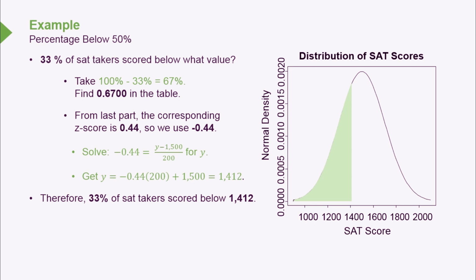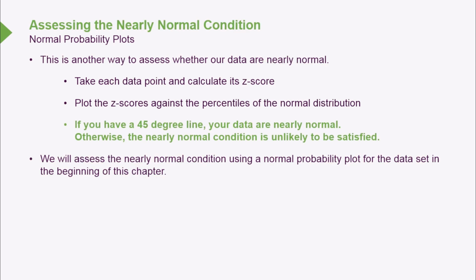All right, so we discussed a little bit earlier the nearly normal condition. And we said that we can assess that using histograms and by checking whether or not the histogram is unimodal and roughly symmetric. But we also have another useful plot that we can use to assess the nearly normal condition. It's called a normal probability plot. The idea is to take each data point and calculate its z-score, and then we're going to plot the z-scores against the percentiles of the normal distribution. If you have a 45-degree line, your data are nearly normal. Otherwise, the nearly normal condition is unlikely to be satisfied.